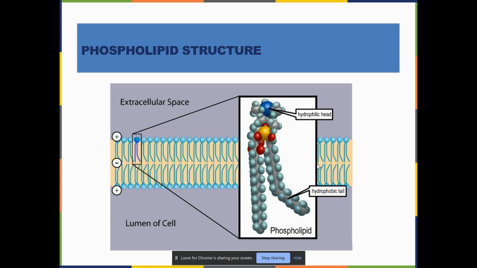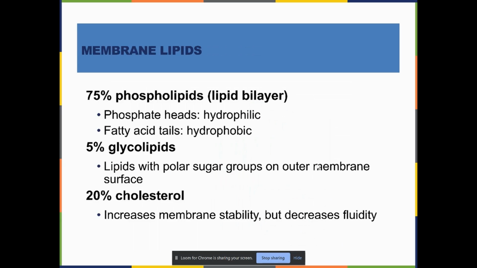Again, note that we have extracellular space up top, lumen or inside of the cell at the bottom, and that the heads, the hydrophilic heads, are facing both the outside and inside areas of the cell, and the tails are hiding away within the phospholipid bilayer. So again, 75% of the plasma membrane is phospholipids. The rest are glycolipids, so those surface molecules that are really good recognition proteins. And 20% of the plasma membrane is going to be cholesterol. And again, that plays a role in membrane stability by increasing or decreasing fluidity.